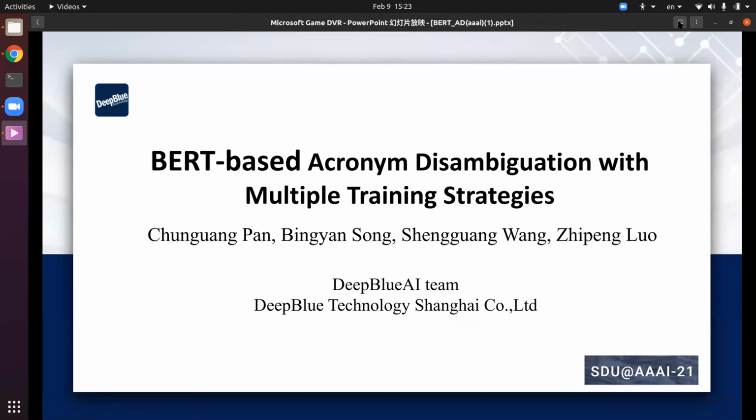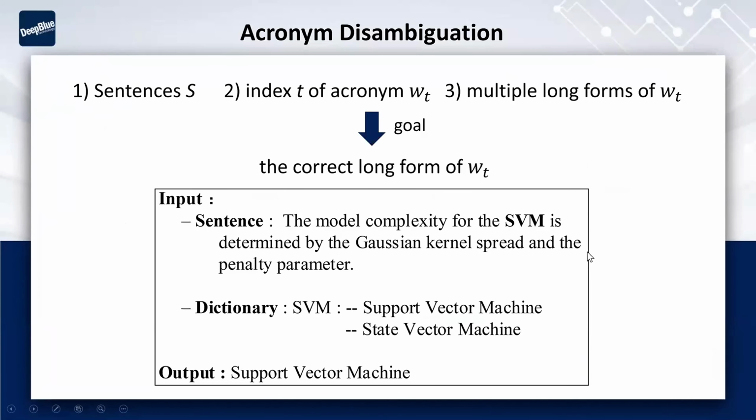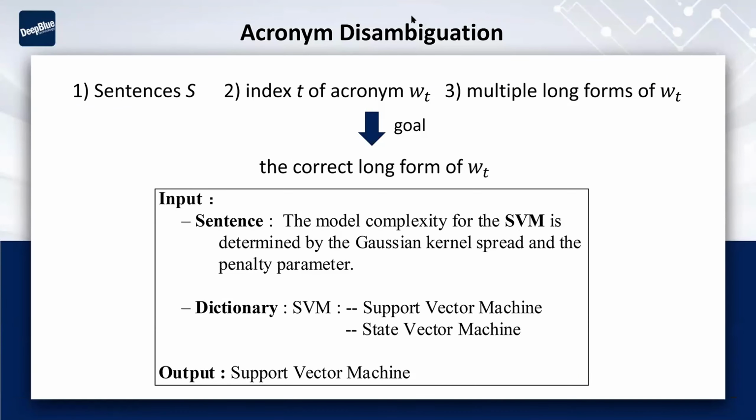Hi everyone, we are the Deep Blue Eye team from Deep Blue Technology in Shanghai, China. Next, we are going to introduce our work for SDU Shared Task 2, which is about acronym disambiguation. An acronym is a word created from the initial components of a phrase or name. For example, SVM can stand for Support Vector Machine or State Vector Machine.